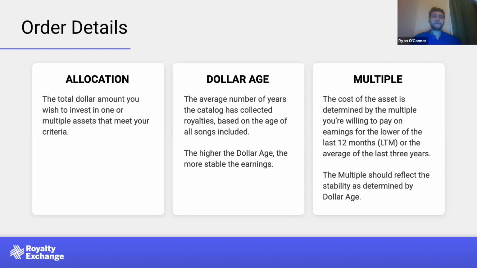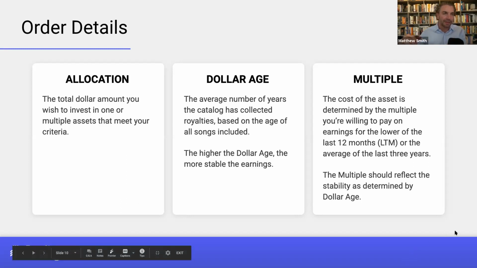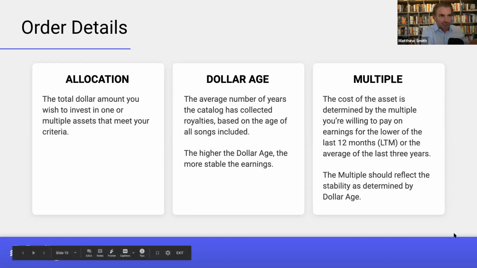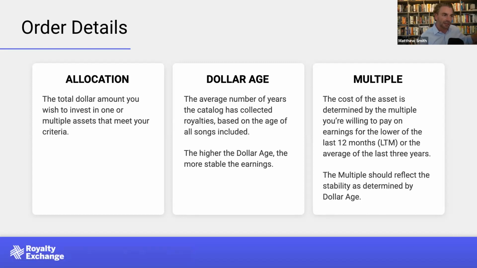This was a recent change after we did a study which reflected that it would probably improve the marketplace here. Essentially, you're going to pay a multiple on the lower of the last 12 months of earnings or the average of the last 3 years of earnings, whichever is lower. So you plug in the multiple you're willing to pay, and the order is filled based upon the lower of those. The specific issue is that if you just did it on the last 12 months, there could be an unusual spike in earnings that happened maybe 2 quarters ago.